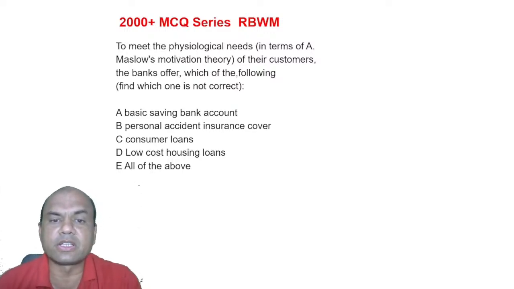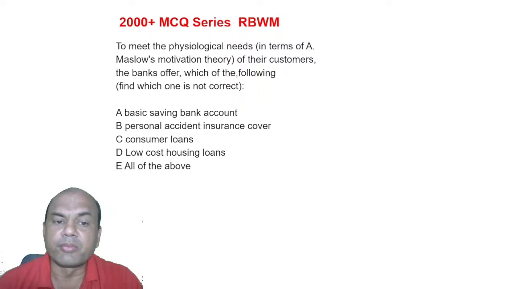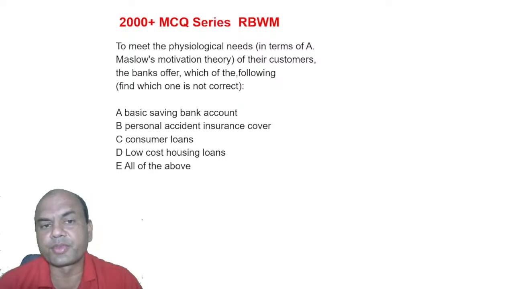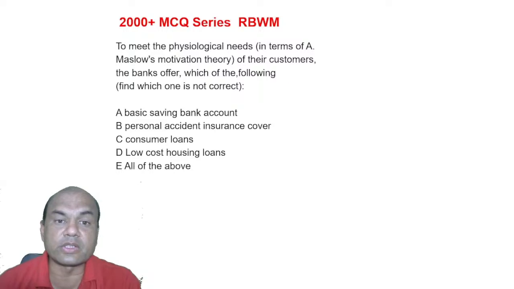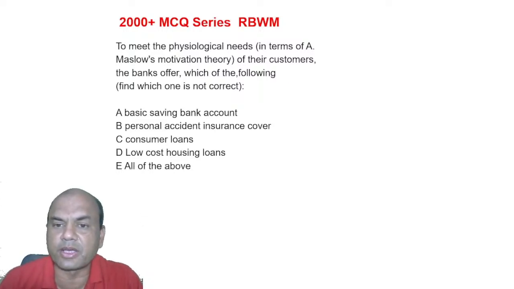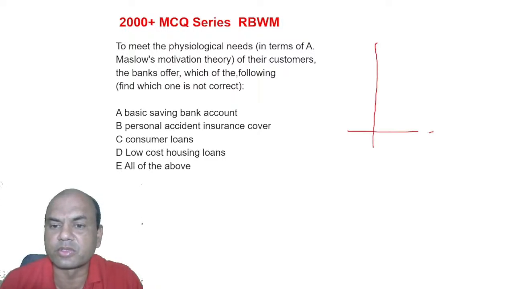To meet the physiological needs of customers in terms of Maslow's motivation theory, the bank offers which of the following? Basic savings bank account, personal accident insurance cover, consumer loans, low cost housing loans, all of the above. So what does the bank offer to cover physiological needs? Physiological needs means here the basic needs. Everyone knows this. I have taken this some time earlier also.